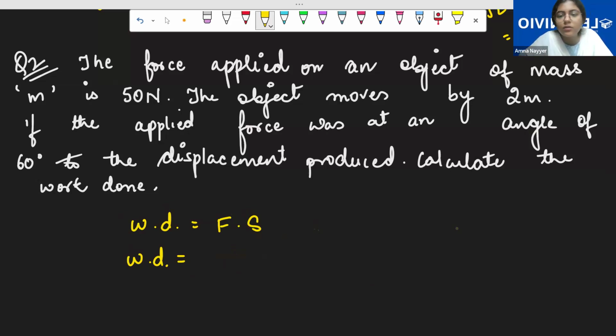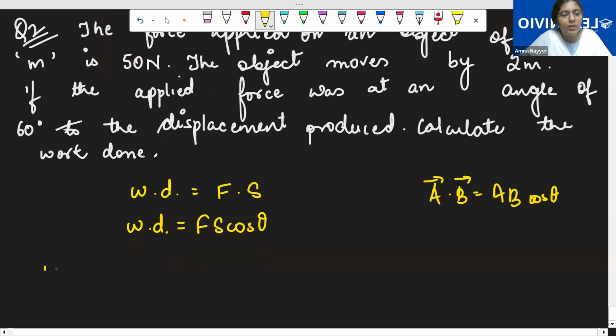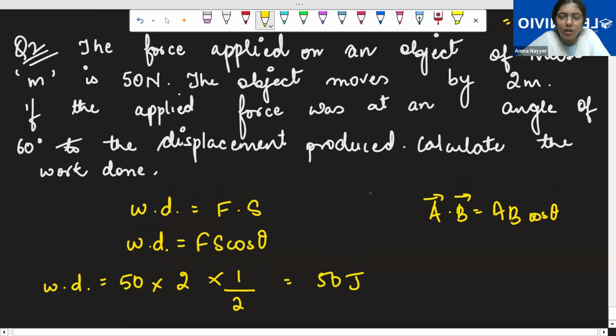A dot B is equal to AB cos theta. So this will also be equal to F S cos theta. Now work done: force is 50, displacement, it says object moves by 2 meters, so displacement is 2. Cos 60 degree is 1 by 2. So that gives 50 joules of work. Now work done and all, we'll discuss in work, energy and power in detail. But I hope the dot product's usage in polar form is clear.